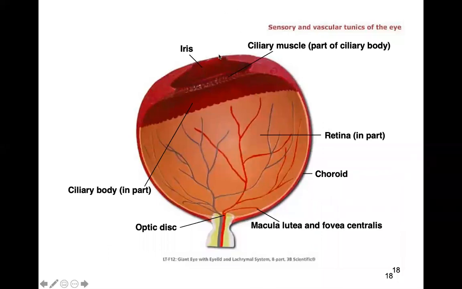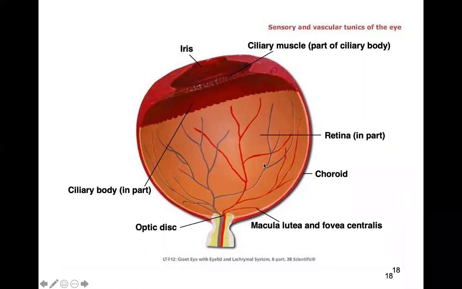Here is where the pupil would be. This is where your lens would be held. This is the indentation, or the fossa, the portion of where the lens sits. And then this roughened portion is where the ciliary muscle attaches to it and changes the shape of the lens.